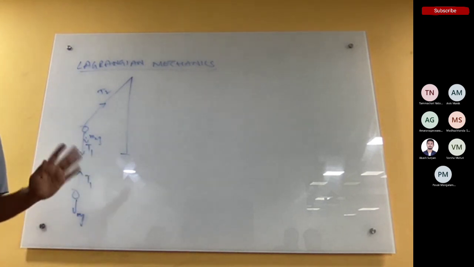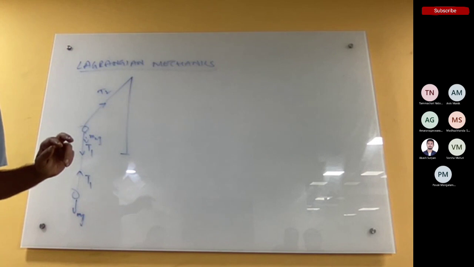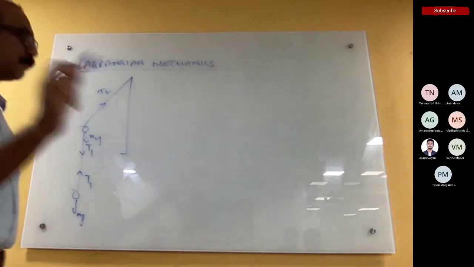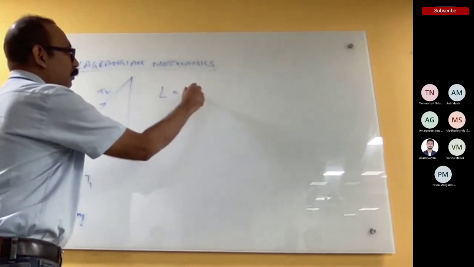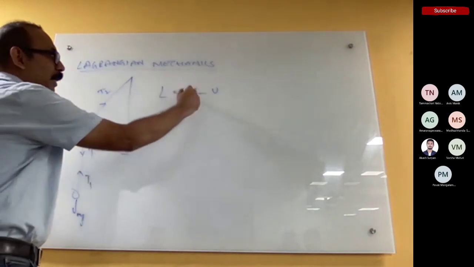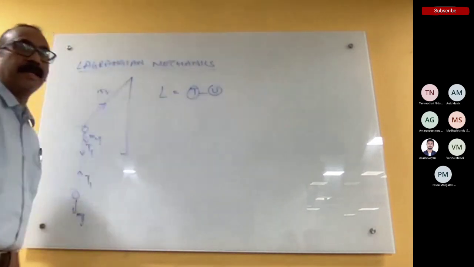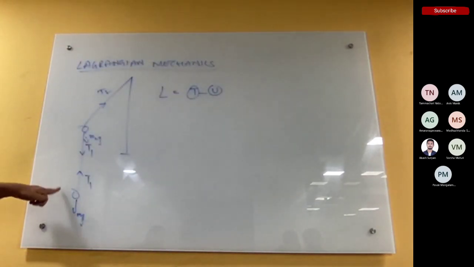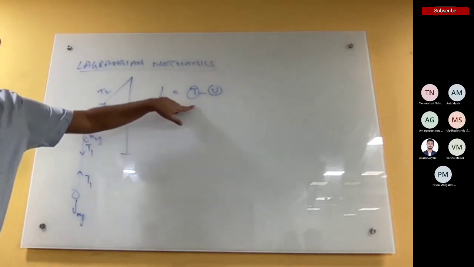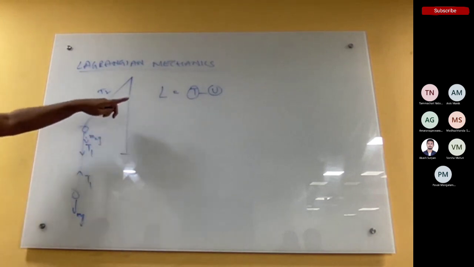And I will not get into too much math right now, because I think you guys must be losing patience. Okay? So the Lagrangian is called T minus U. It is written as T minus U. What is T and what is U? T is the kinetic energy, U is the potential energy of this particle. So he says you can write the Lagrangian as the difference between the kinetic and the potential energies.